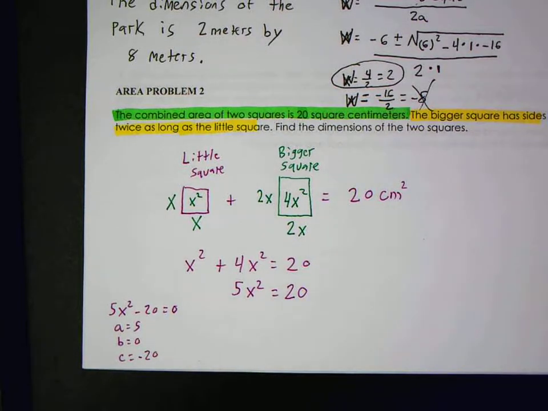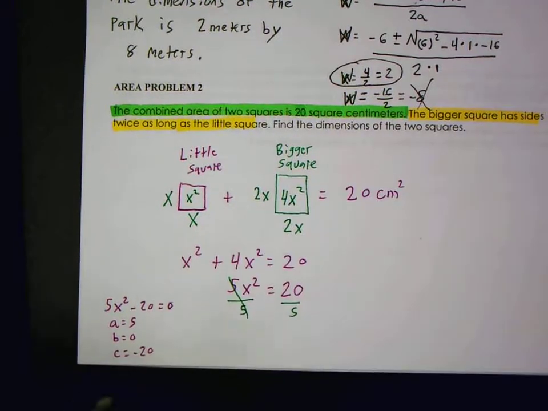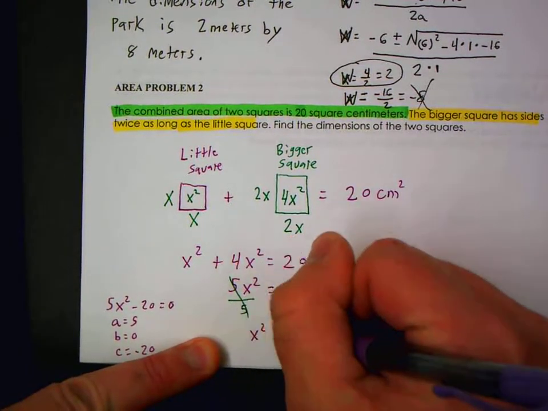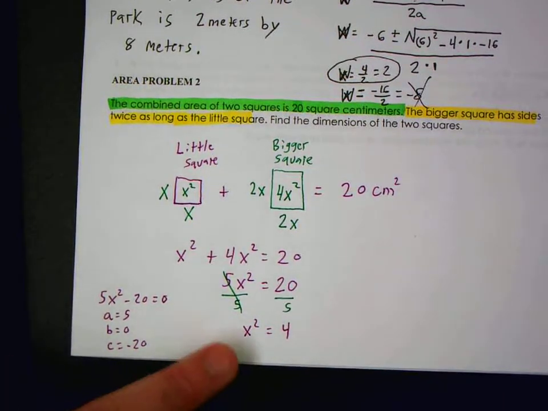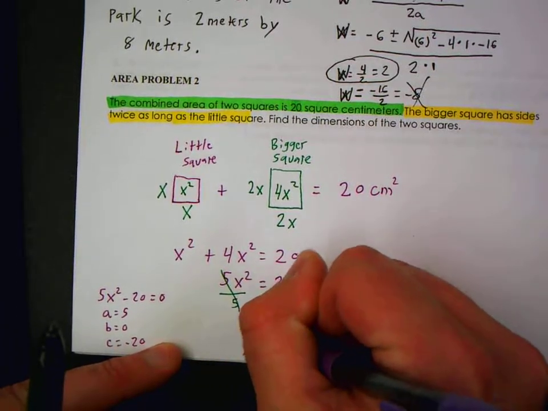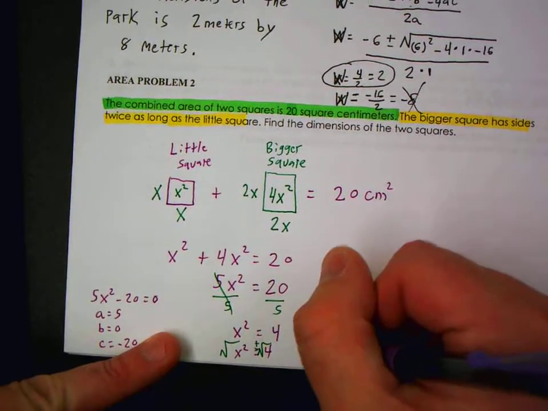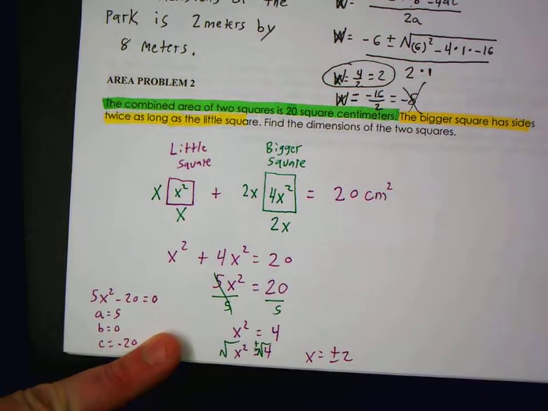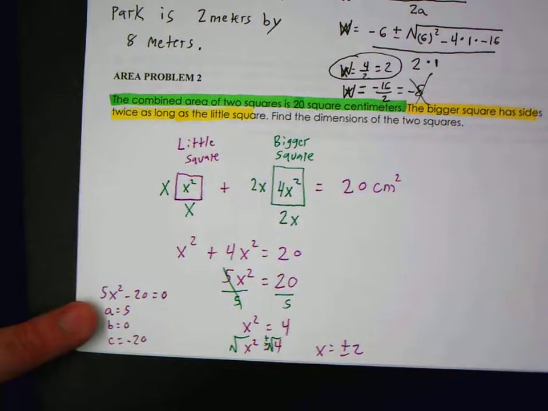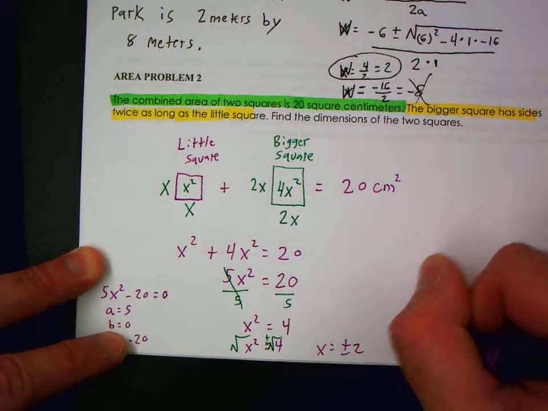But anytime there's only two terms, I solve using radicals. So divide both sides by 5. It's way easier this way. And then you get x squared equals 4. And then take the square root of both sides. And you get x is plus or minus 2. And had you used the quadratic formula, you would also get plus or negative. Now, negative 2 makes no sense. So I'm going to go with 2.